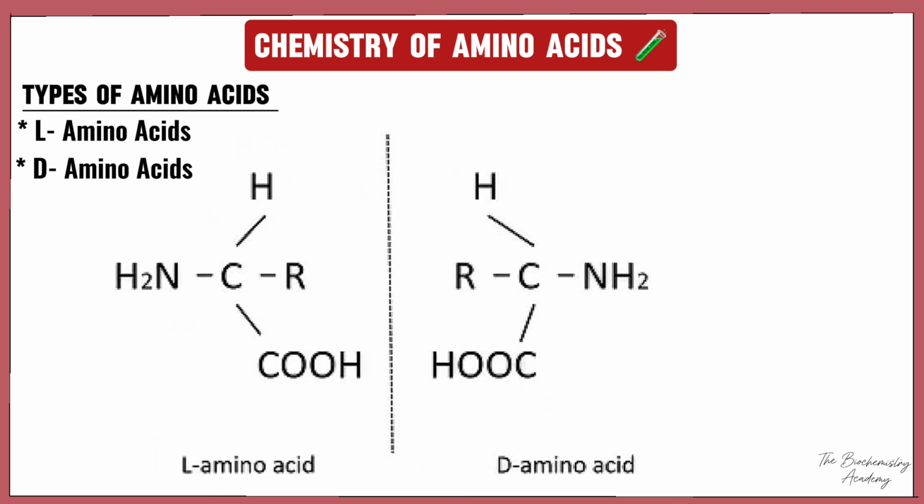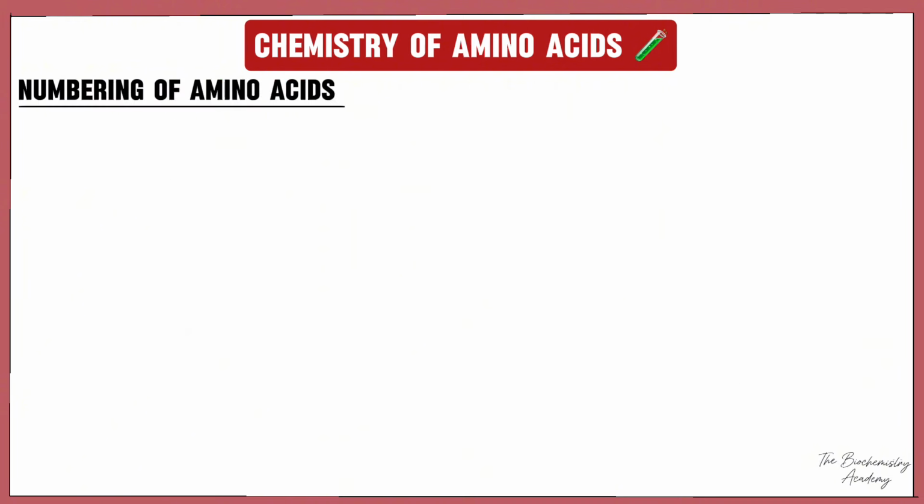The most naturally occurring amino acid is the L amino acid in all biological proteins, and that is the reason why proteins are the polymers of L amino acids. There are also two free D amino acids, which are D-serine and D-aspartate, in the human body that originate from the brain tissue. Now let's understand the numbering of amino acids.